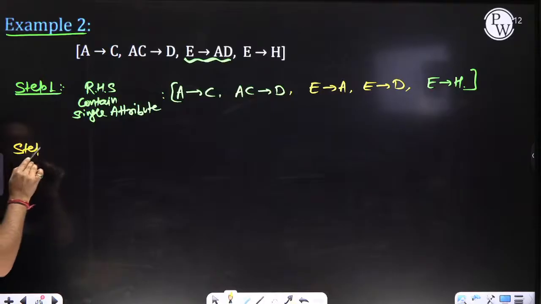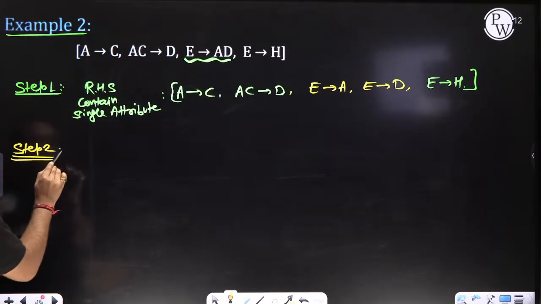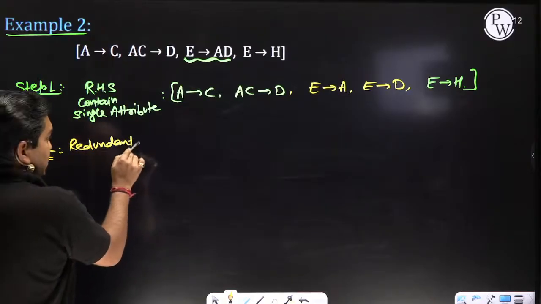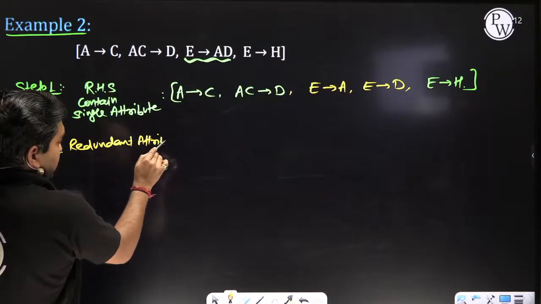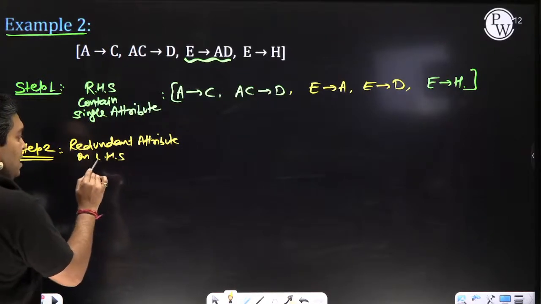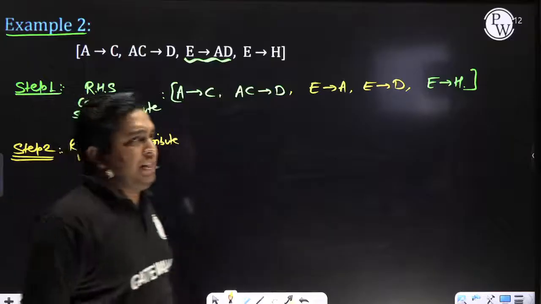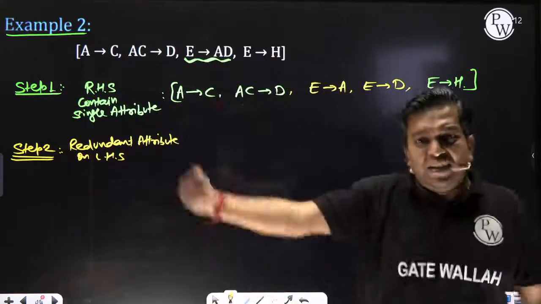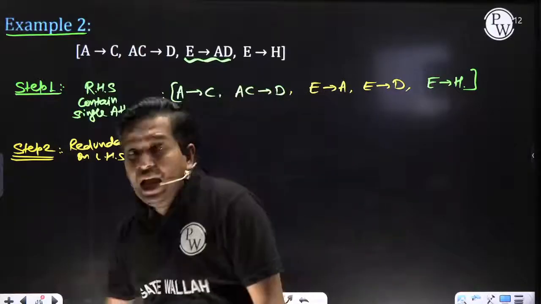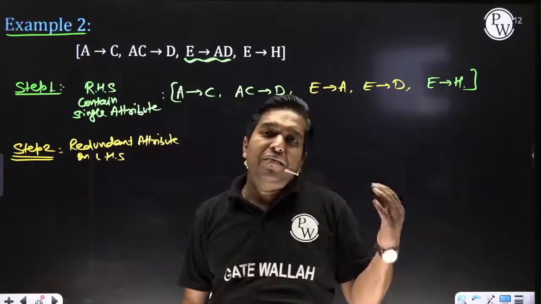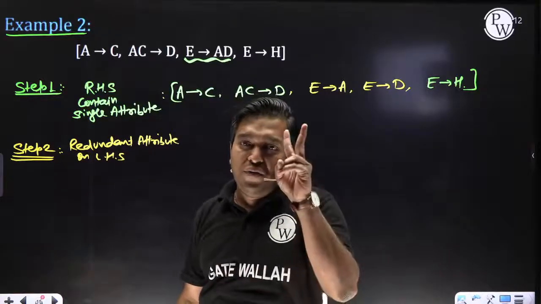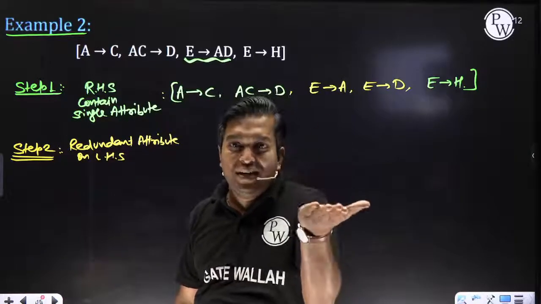Step 2: check redundant attribute on LHS. So where is the redundant? When is it redundant, when is it extra? If you have 2 or more than 2 candidates.